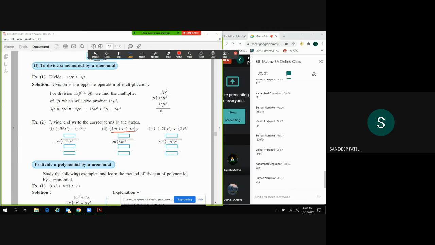Okay. So I think there is still some confusion. So what should we do? We should write down the terms first: 5m square divided by minus m. So what should be the answer? We can follow a simple methodology, simple steps. There are different ways we can do the division, right?